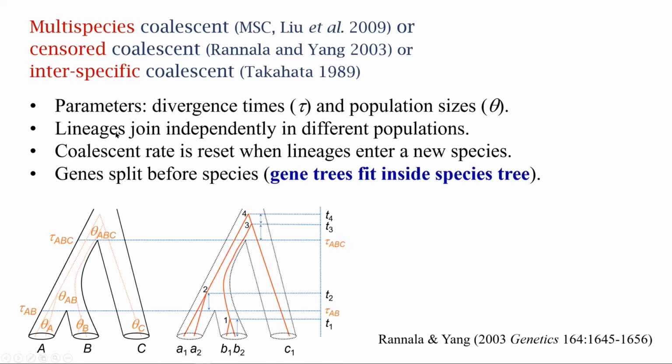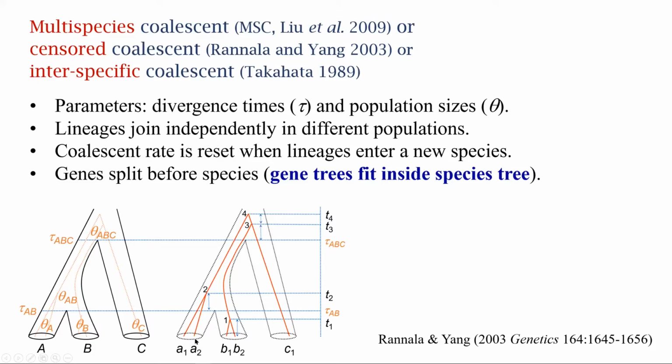Another point is that lineages or sequences join independently in different populations. So here it's got an example of three species. Those are the parameters: two divergence times, five theta parameters, or population size parameters. So when we trace the history of the sequences, they join in the different populations independently.